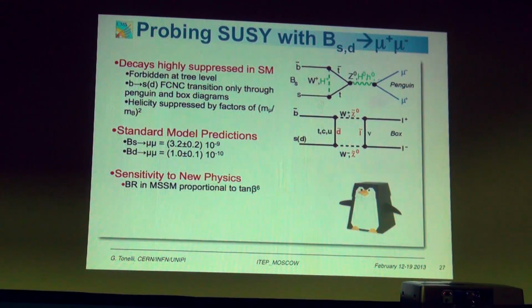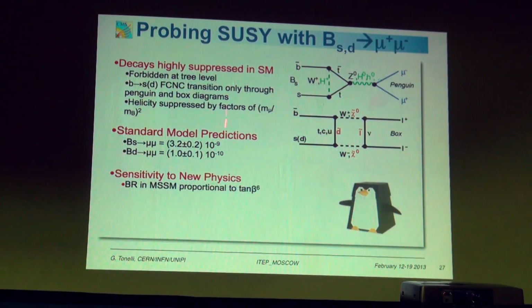I make a short digression because this is the only result I mention from LHCb, because it's very nice. It's a way to probe SUSY through very rare decays, in particular the rare decays of B sub S and B sub D to dileptons. These decays are doubly suppressed in the standard model because they are forbidden at tree level. There is a helicity suppression factor. And so basically the predictions are very, very small: 3 times 10 to the minus 9 for the B sub S to mu mu and 1 times 10 to the minus 10 for the B sub D to mu mu.